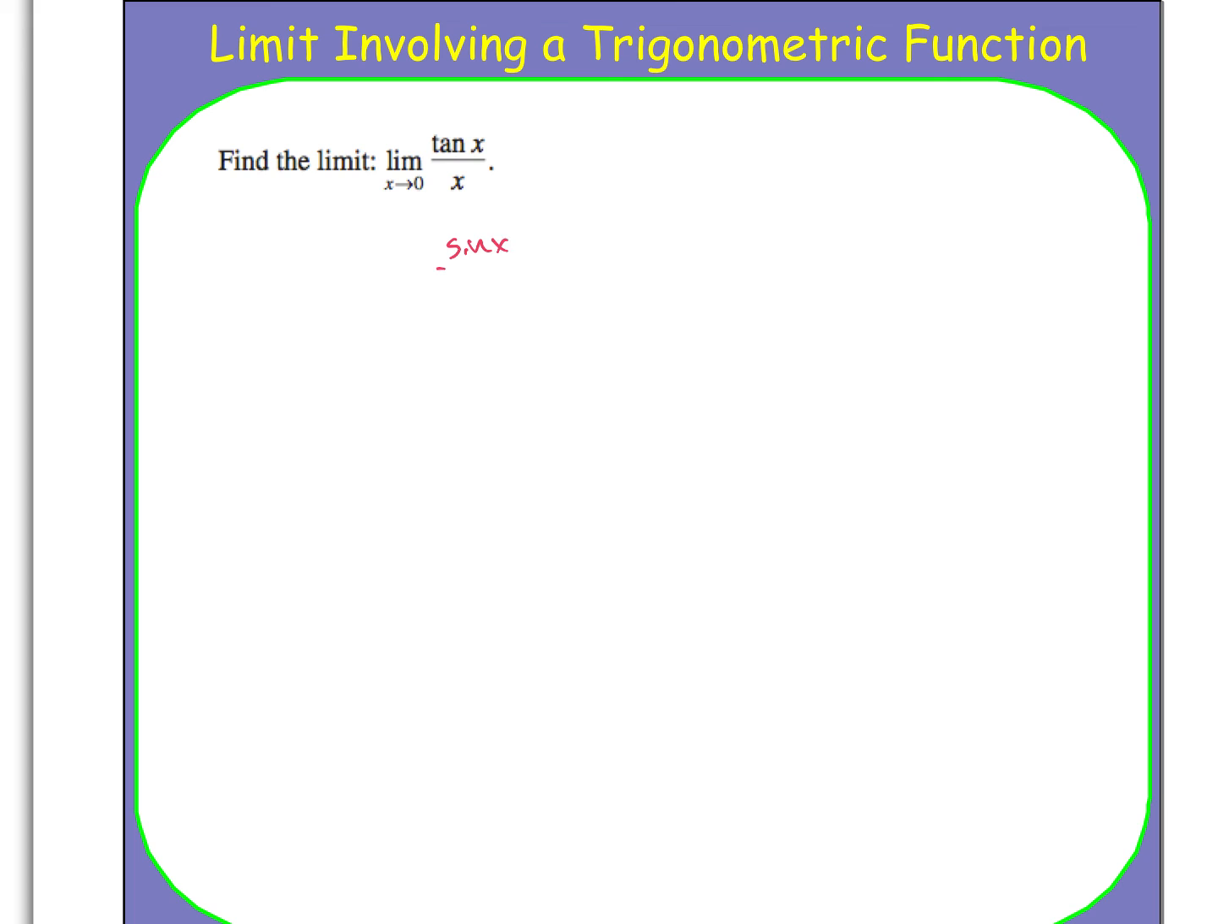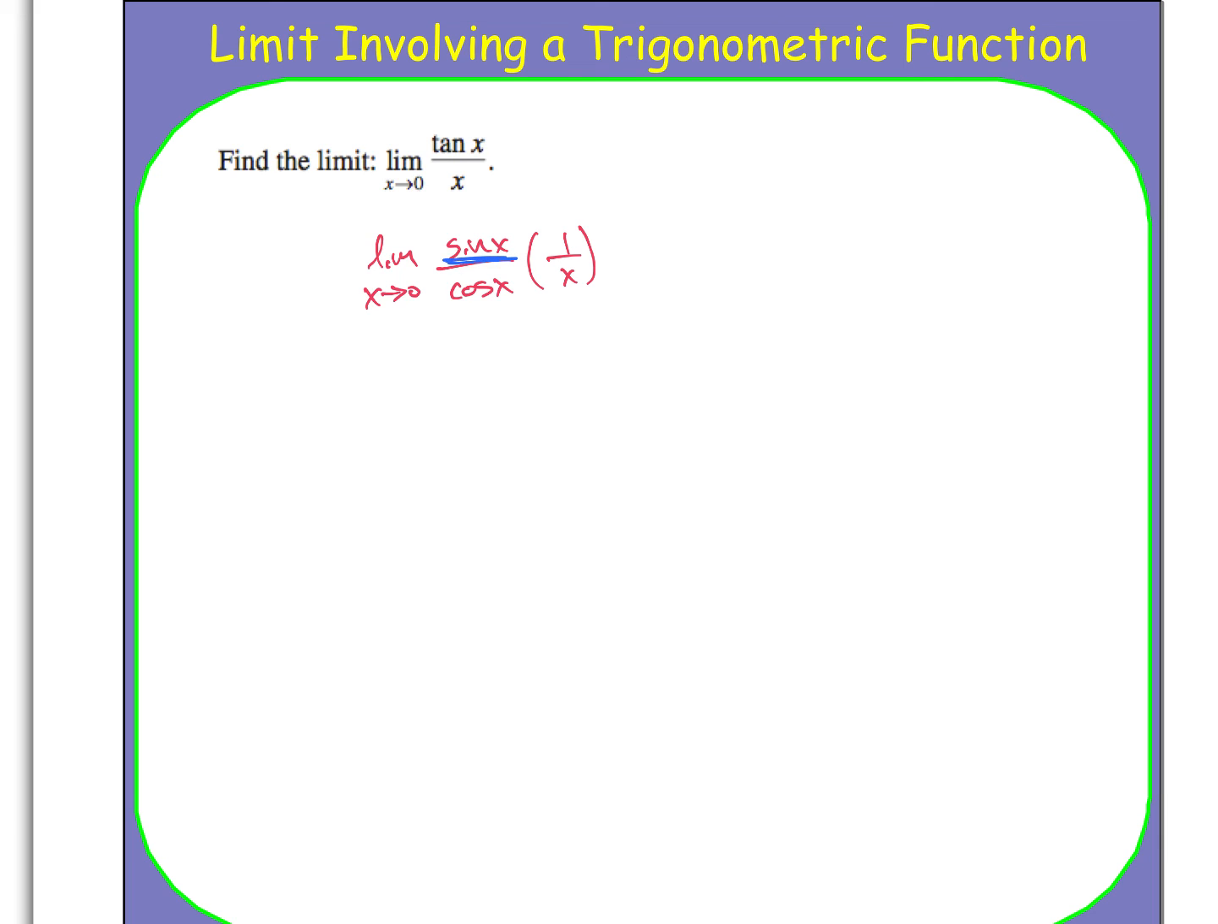Sine x over cosine x. And then this over x thing, I've got 1 over x going on. So now I have that. Well, I'm getting closer. I want to manipulate it a little bit more. How could I manipulate that a little bit more to look like something that I know?